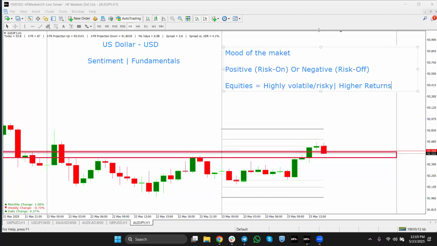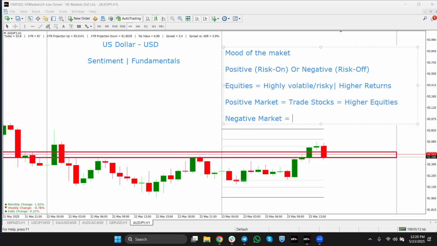In this regard, it means if the market is positive, then absolutely we're looking to trade stocks, and that takes equities higher. And if we have a negative market, we still trade stocks anyway, but this time prices should be going down. So we're looking at lower equities.